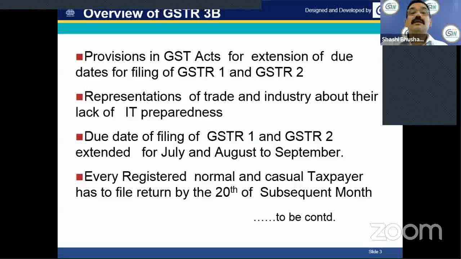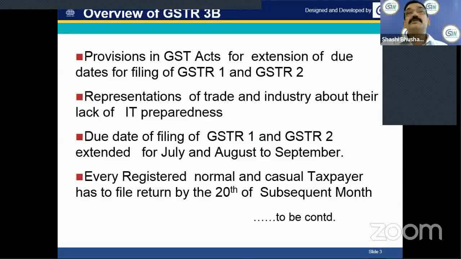However, when the GST rollout happened in July, there were representations from trade and industry that it is a new regime and the rules have been finalized late. So their IT preparedness is not up to the mark, and they could not file a detailed GSTR 1 and 2. Considering these representations, the government decided to extend the date of filing of GSTR 1 and 2 to September.